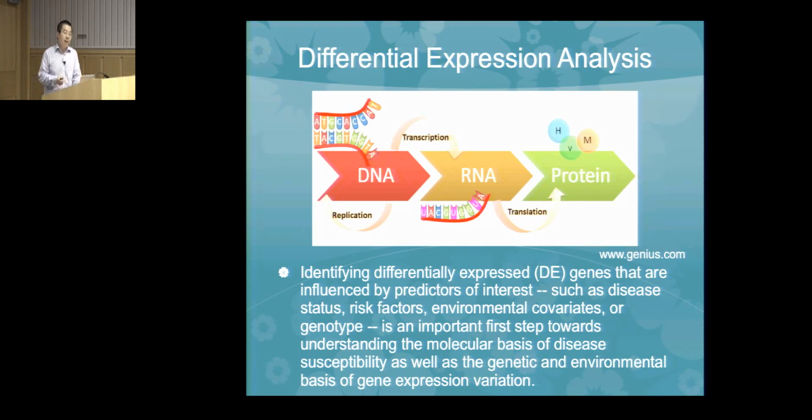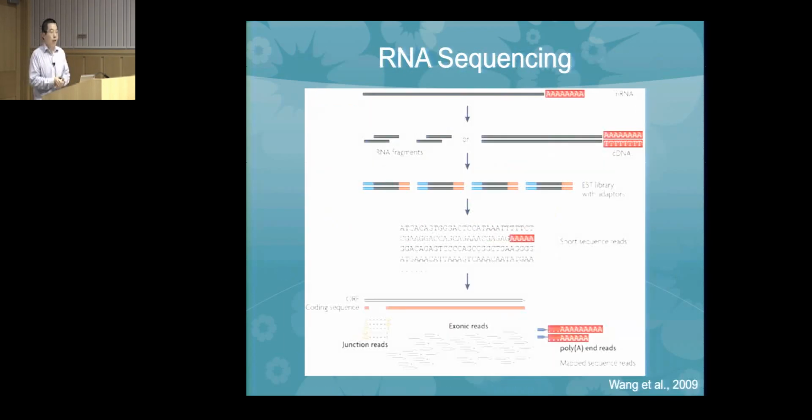Identifying those differentially expressed genes with respect to either environmental or genetic covariates is a very important first step to understand the genetic basis of disease susceptibility, and also the genetic and environmental basis of phenotypic variation. Now, to identify those differentially expressed genes, the first important step nowadays is to do RNA sequencing.